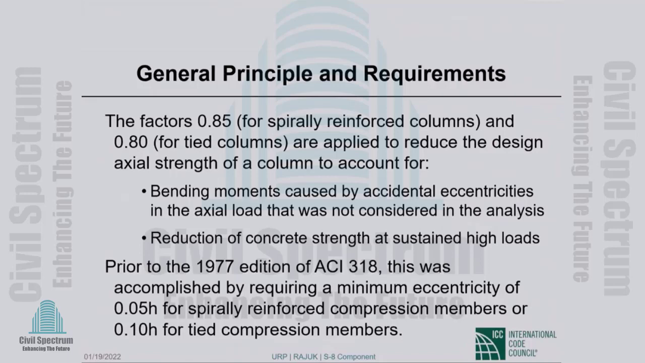0.85 for spiral columns and 0.8 for tight columns are applied to reduce the design axial strength of a column. Why do we reduce it? To account for bending moment caused by accidental eccentricities in the axial load that was not considered in the analysis. Also, reduction of concrete strength at sustained high loads. The second factor, I think, is very secondary.